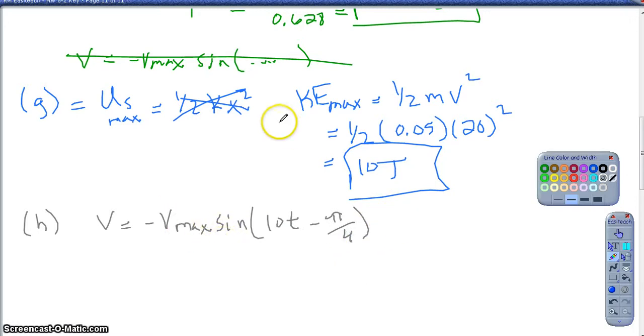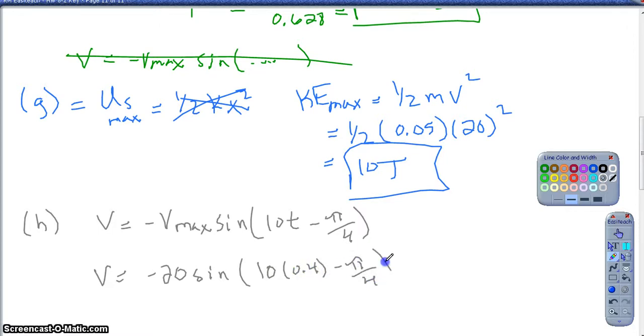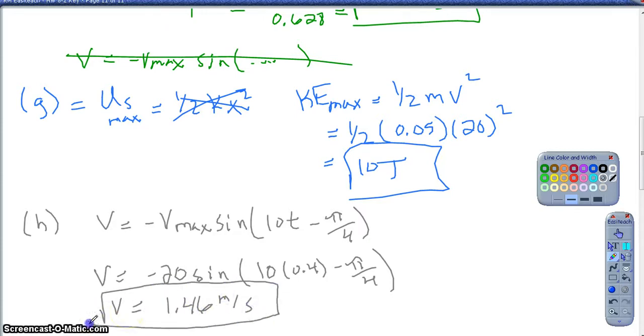So all I have to do is plug in my maximum velocity, which I just found was 20, so negative 20 times sine of, and then plug in the time that they're specifying, which is 0.4 seconds, so 10 times 0.4 minus pi over 4. Solving for my velocity, I should get about 1.46 meters per second. Right, so about 1.46 meters per second.